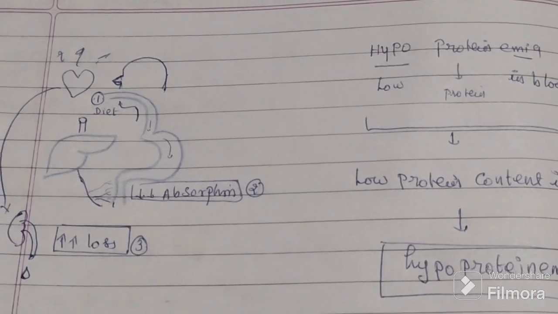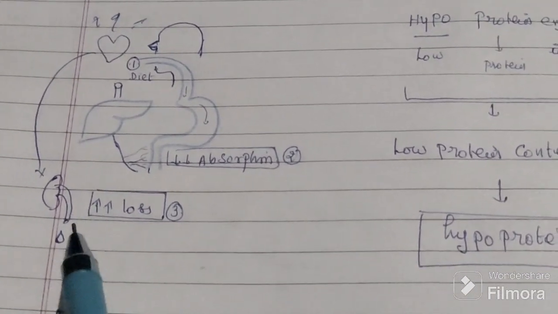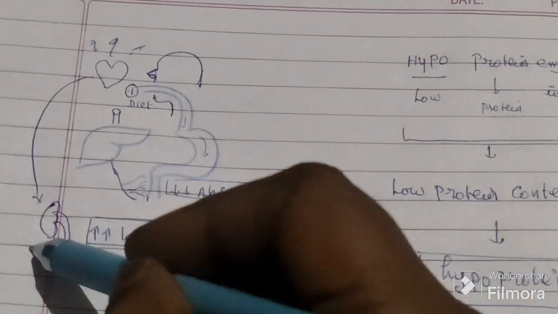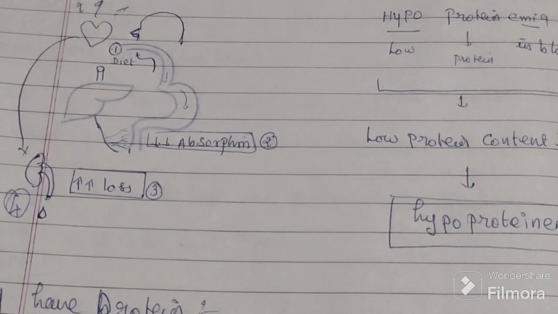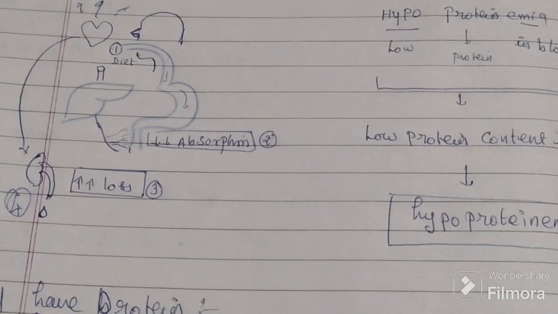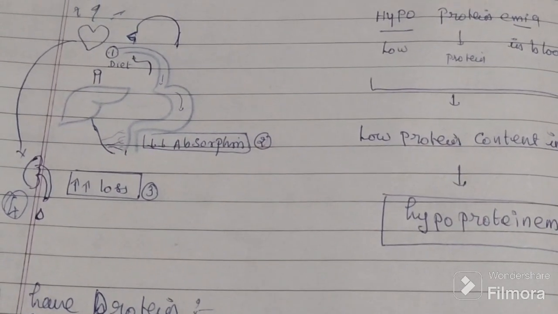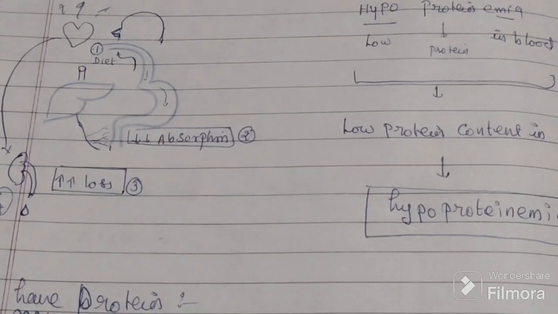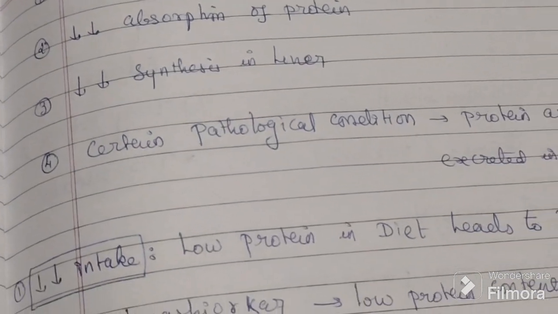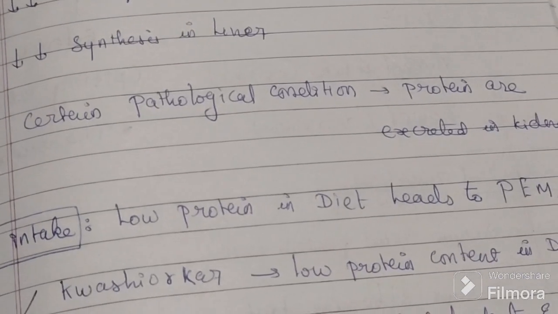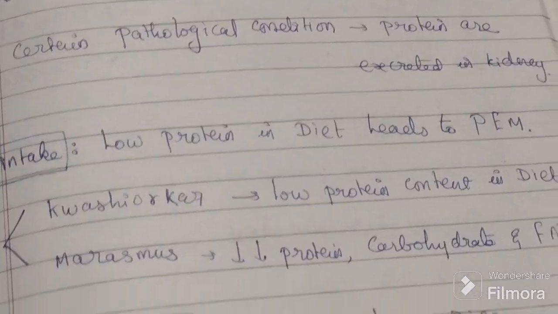Or in a sudden pathological condition, a huge amount of protein is excreted through the kidney. In case of diarrhea or some pathological condition, a lot of protein in the diet is lost through the gastrointestinal tract, increasing loss of protein. These are the mechanisms which lead to decreased protein in blood.